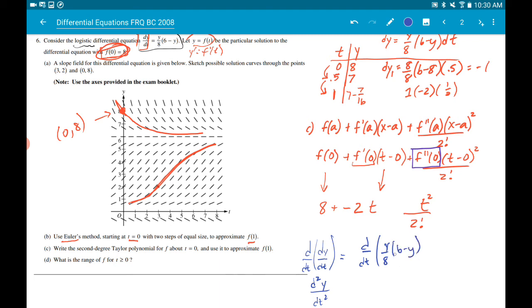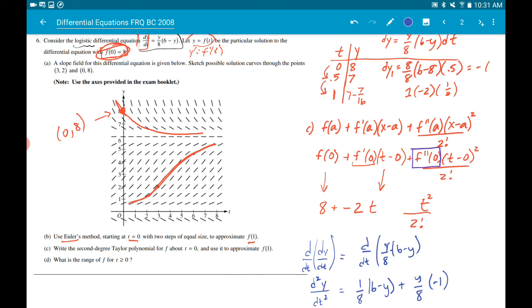And that's going to require the product rule. So see if you can follow along with this. u prime v plus u v prime. Again, the negative 1 is the derivative of negative y. So that's my second derivative, and that's going to be used to calculate this box up here.